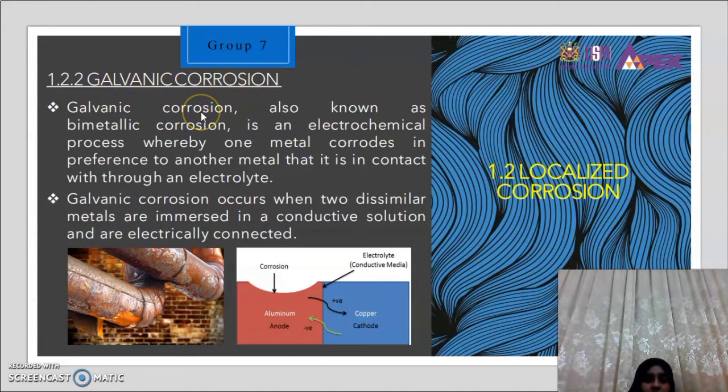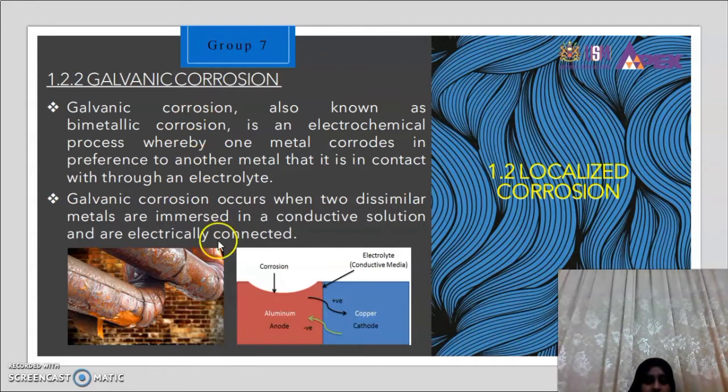Galvanic corrosion, in other terms, is also known as bimetallic corrosion, which is an electrochemical process whereby one metal corrodes in preference to another metal that it is in contact with through an electrolyte. Galvanic corrosion occurs when two dissimilar metals are immersed in a conductive solution and are electrically connected.